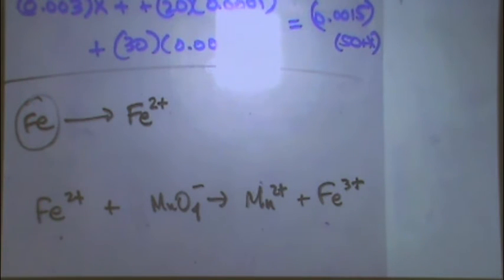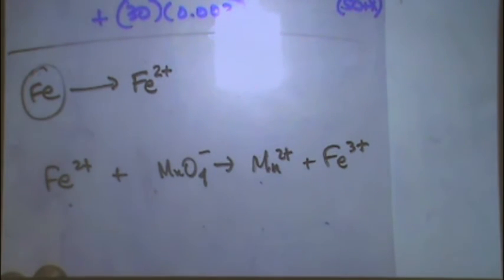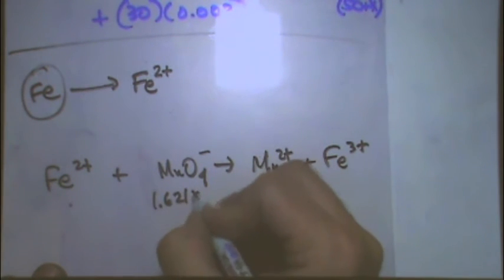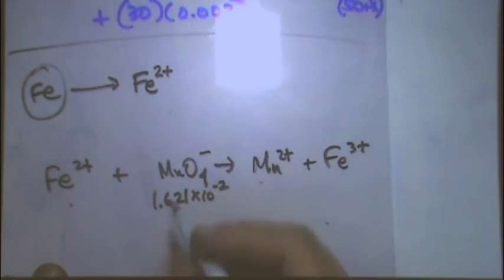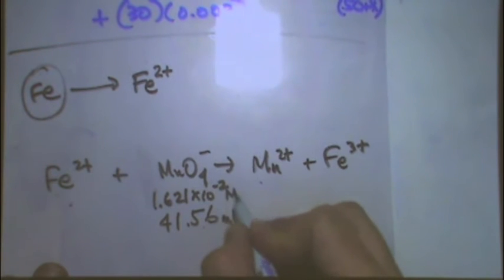You have to balance that. I'll skip that if that's okay? Okay. The other part of the problem is to do the titration. So the permanganate, you just write down the numbers. Is this times 10 to the minus 2? It's 41.56 milliliters.